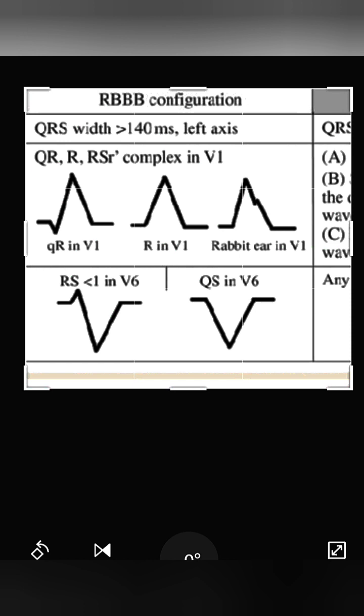While in the right bundle branch configuration in Vereckei criteria, QRS width more than 140 milliseconds with left axis, big Q, big R, big S, small R prime complex in V1, as shown in the figure, R to S, RS less than 1 in V6, QS in V6 in RBBB configuration.